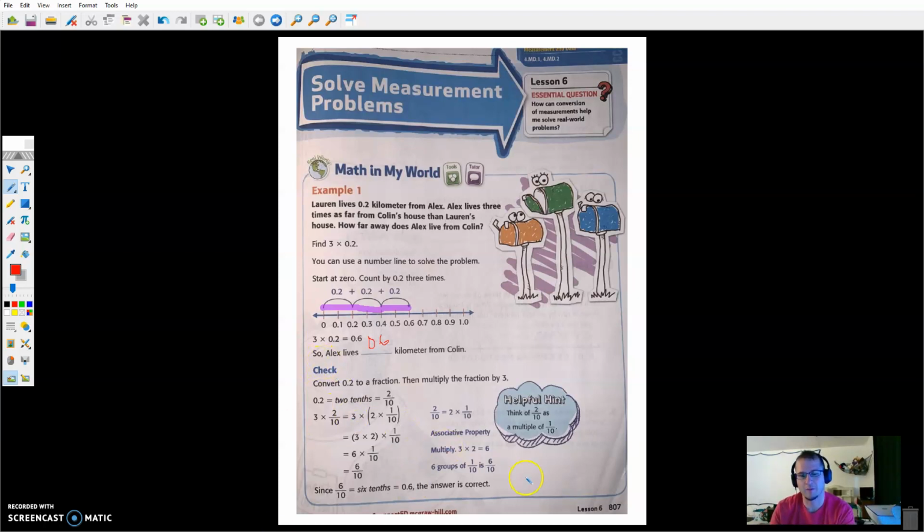And then one of the ways they recommend checking it is turning 2/10 into a fraction. 3 times 2/10. So 3 times 2 times 1/10. Wow, they separated that differently. But whatever strategy works, because that would be 6. And then 6 times 1/10 would be 6/10. You could have also just thought about it like I taught it. 3 times 2 is 6, so that would be 6/10.